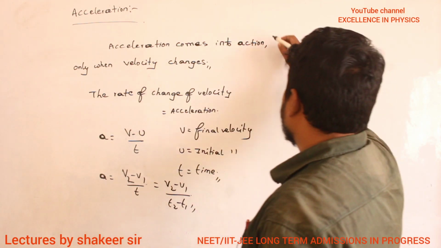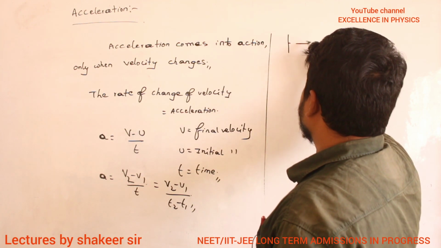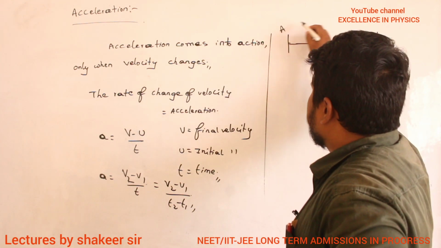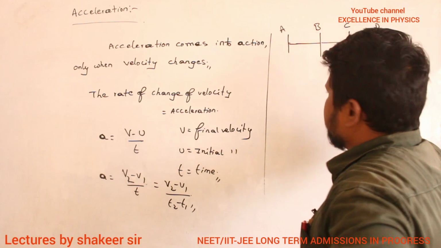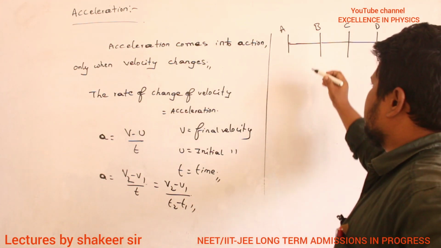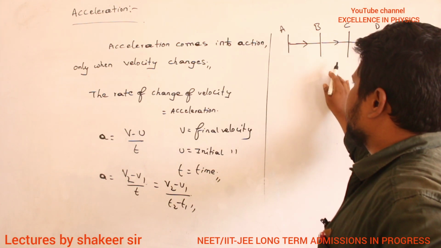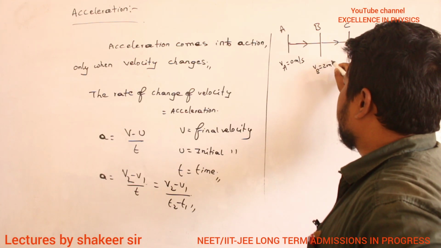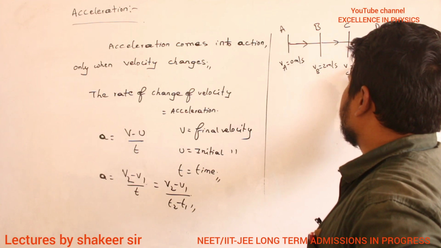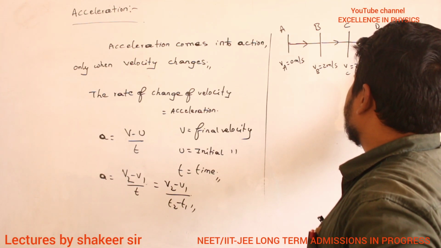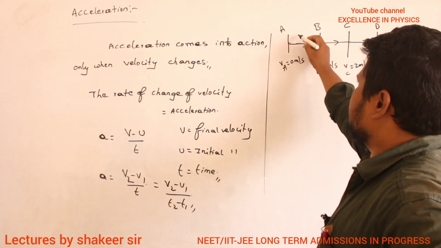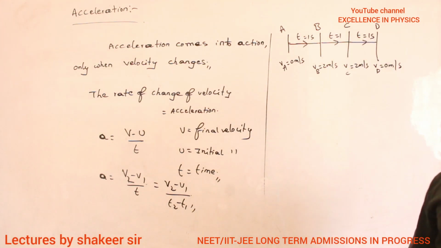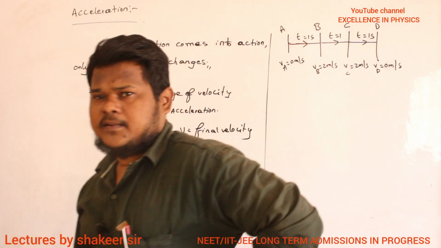Clear, ma? For example, consider these are the different intervals which I am taking. This is position A, this is position B, this is position C, and this is position D. So the body is traveling from A to B, B to C, and C to D. Here velocity at point A is 0 meter per second, at point B is 2 meter per second, at point C is 2 meter per second, and at point D is 0 meter per second. Here the time taken, let it be 1 second, here also 1 second, here also 1 second. So totally how many intervals have we taken, ma? 3 intervals.